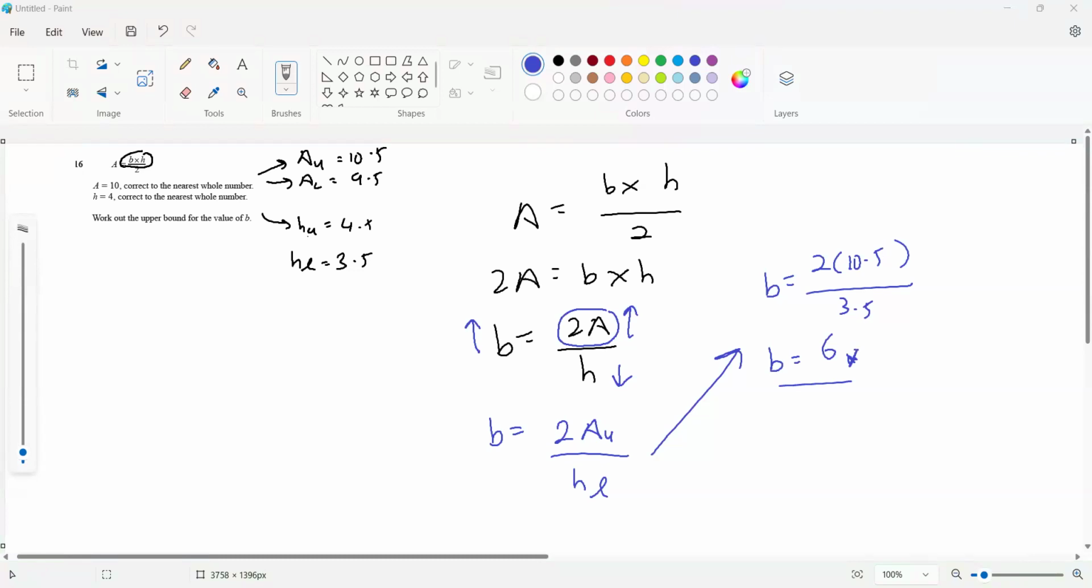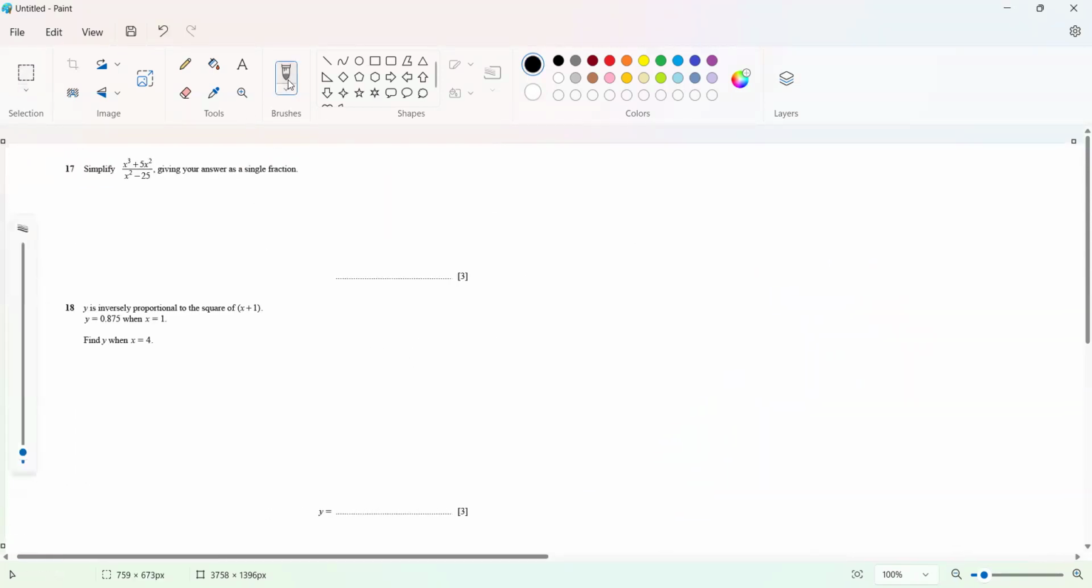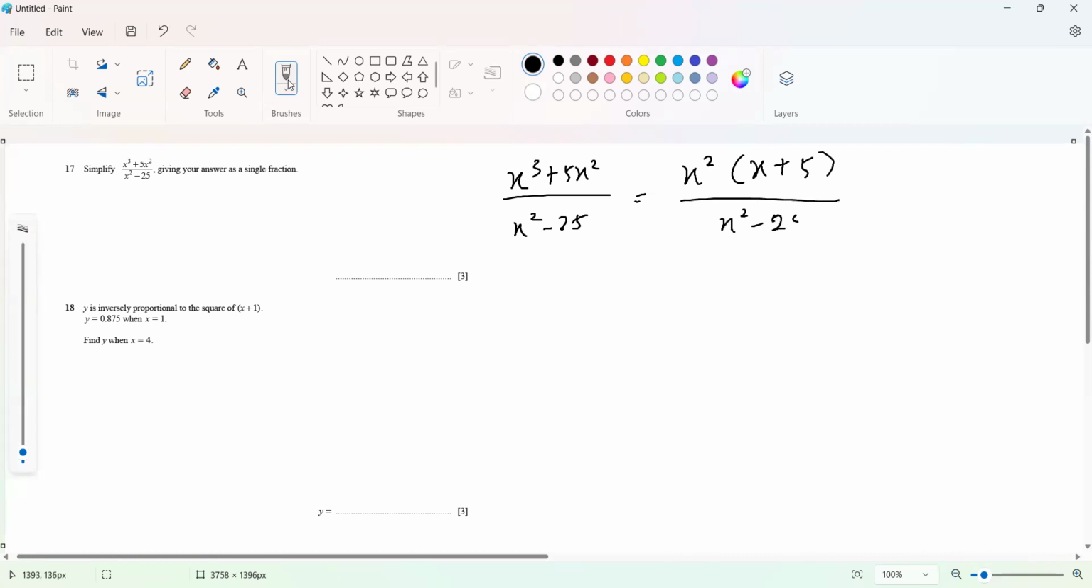So we have number 17 and 18 as well. From here, x cubed plus 5x squared over x squared minus 25, give your answer in a single fraction. So we work with the numerator first. They have x squared in common, so you're left with x squared bracket x plus 5, over x squared minus 25.